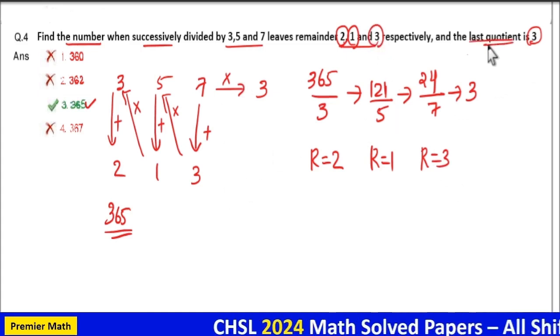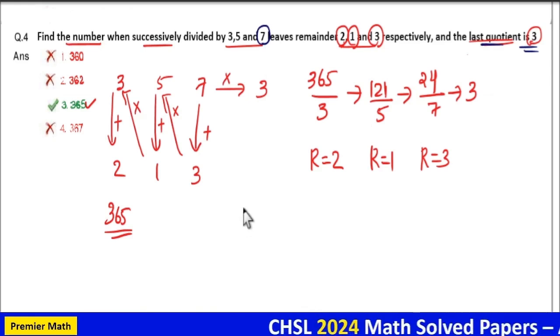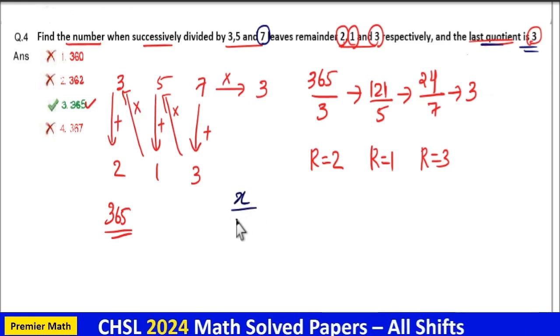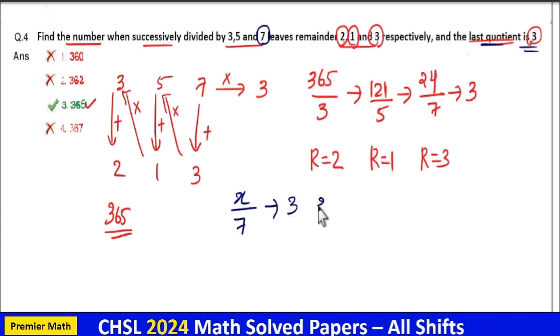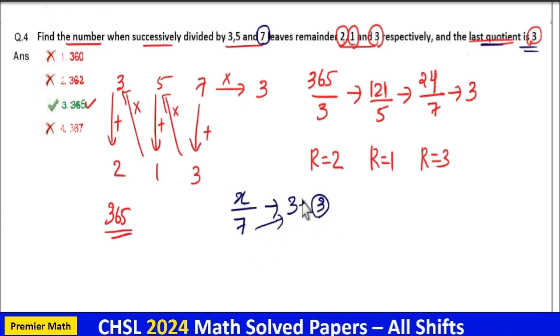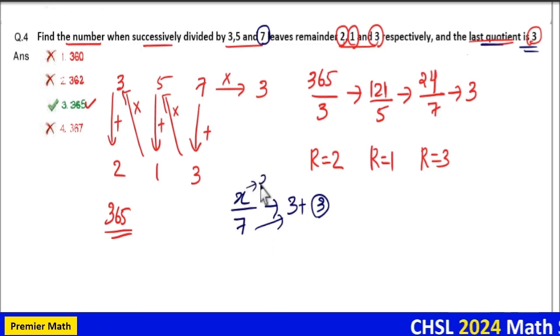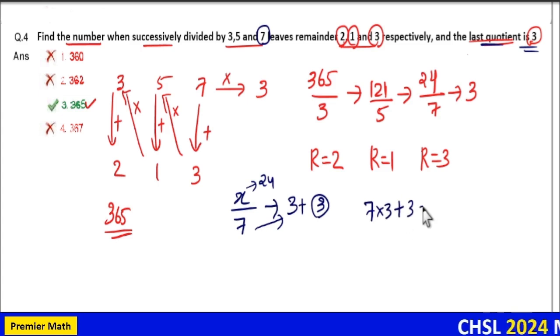Here last quotient is 3 means take the last divisor 7. That is when a number x is divided by 7, it will give you 3 and remainder 3. Which means x here is equal to 7 into 3 plus 3. So x is equal to 24. That is x is 7 into 3 plus 3, which is 24.